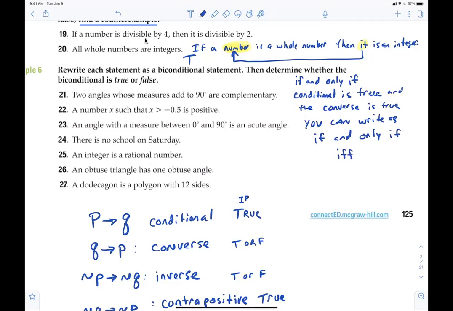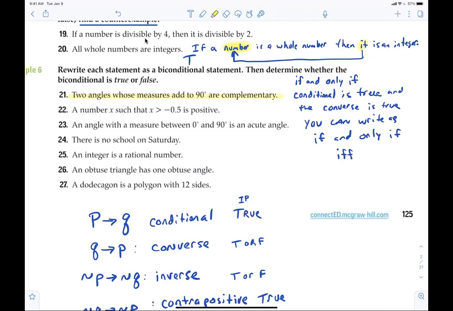All right. And I'll show you that. And I only have like 2 minutes, so I apologize for that. Here we go. 21. Two angles whose measures add to 90 are complementary. Is that true? Two angles whose measures add up to 90 are complementary. Is that true? So if two angles are complementary, then they add up to 90. Is that true? So now you can write an if and only if.